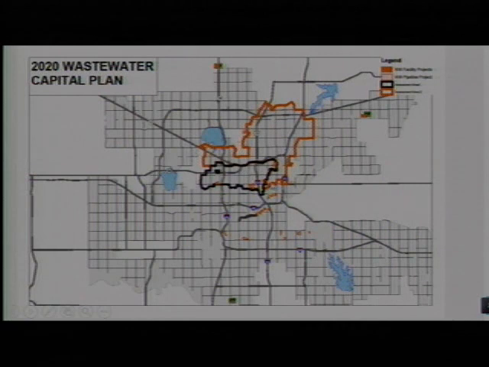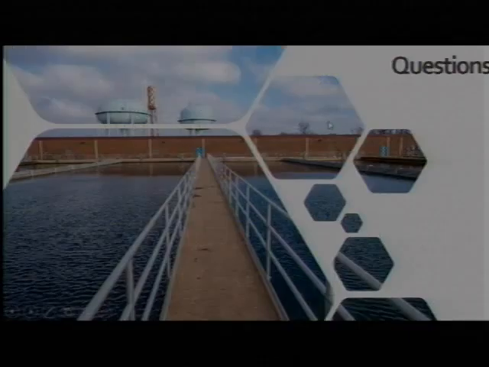And then in January, we're going to be awarding for area 2, which is this large red area. We'll also be doing some R&R projects, small diameter sewer lines throughout the city, as well as our lift stations. Over at our treatment plants, like I mentioned, we have construction going on with 2 of them. We're also going to be doing the biosolids and odor control projects. Questions?